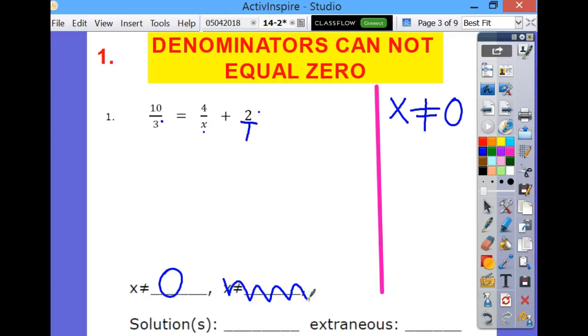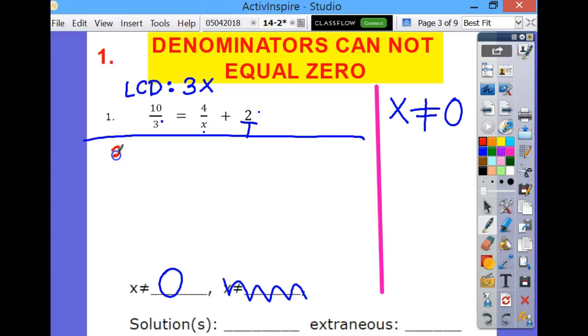What I'm going to do is multiply every single term by the LCD. What is the LCD for this problem? 3 times x times 1. Well, that would just be 3x. So I am going to multiply every one of my terms by 3x. It would actually be 3x over 1. Okay, what am I going to multiply by 3x over 1?